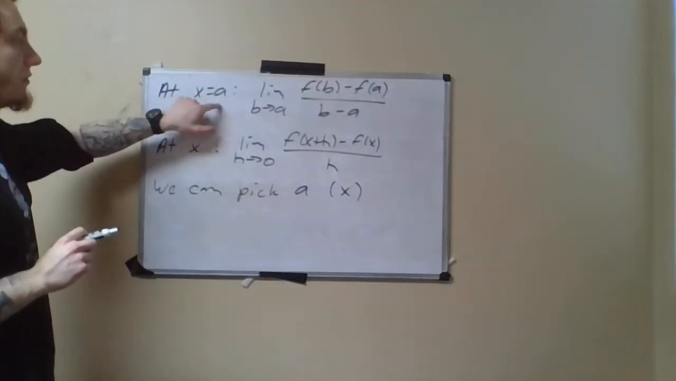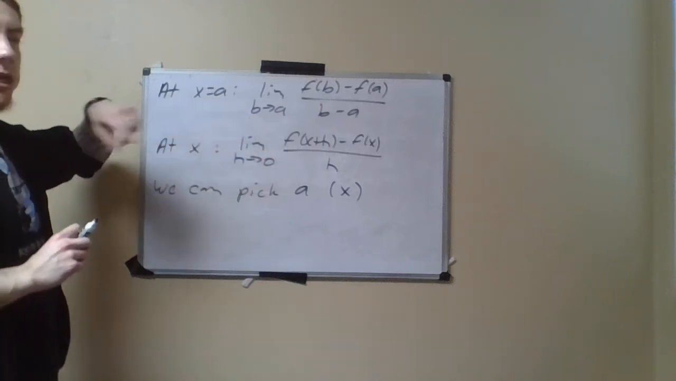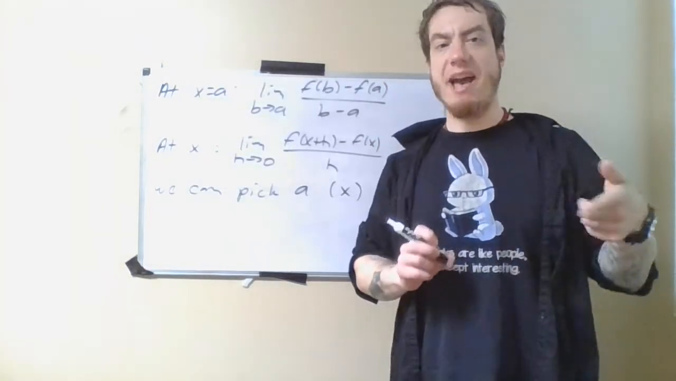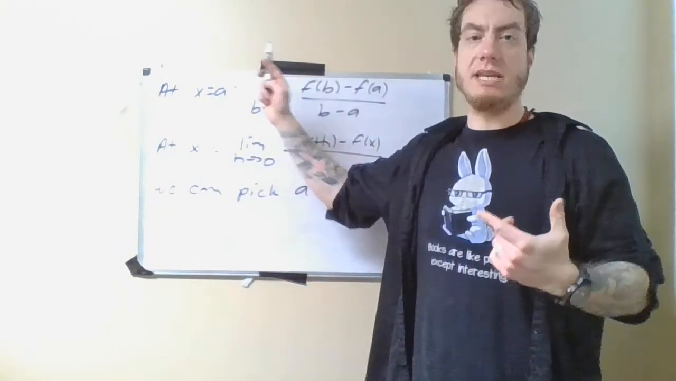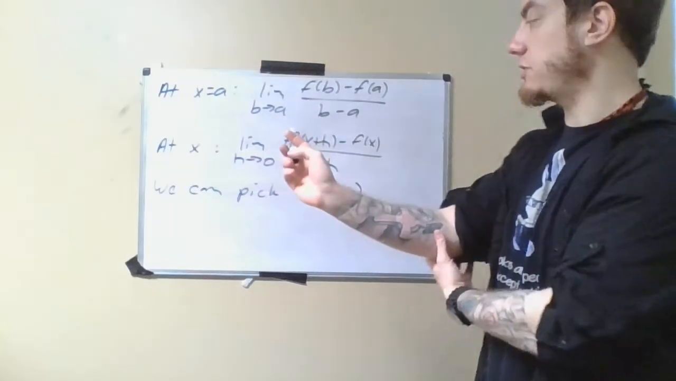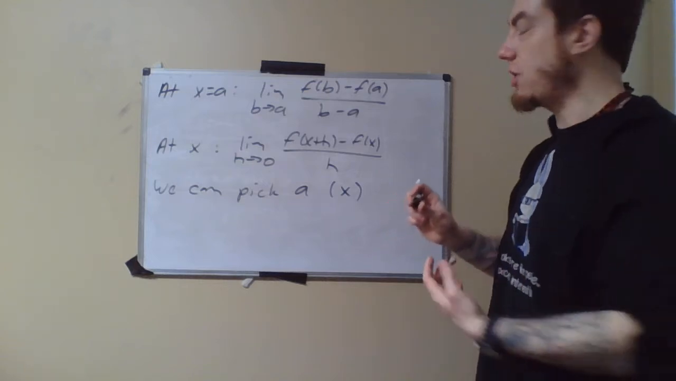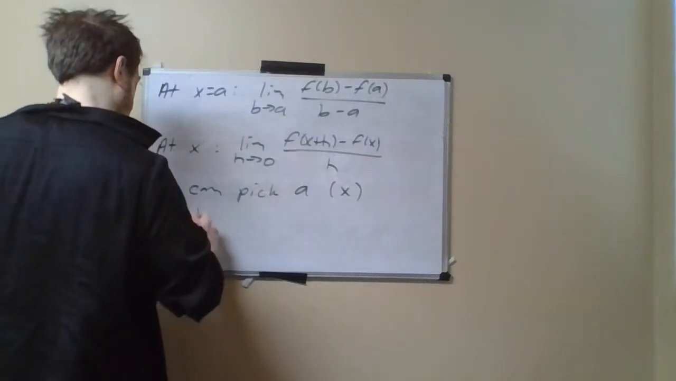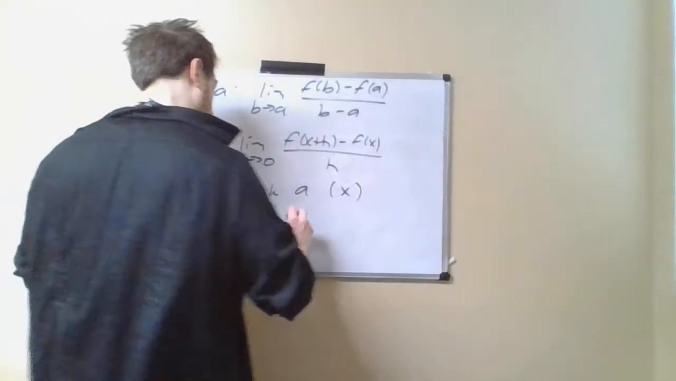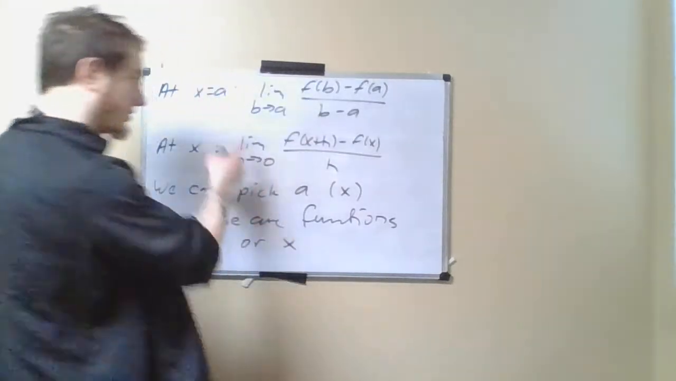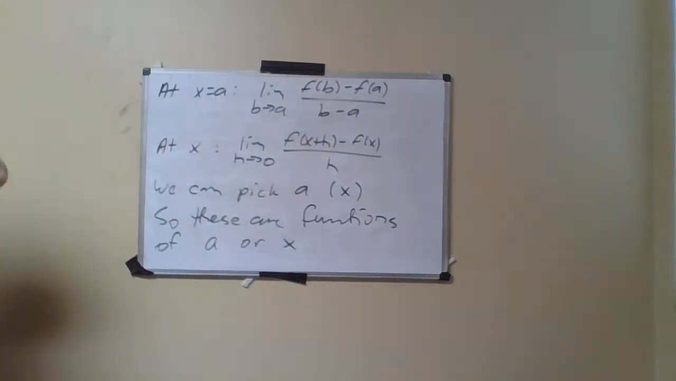Because in this case, it's a function of where we choose a. In other words, remember, a function is something that we give a number and it gives us back a number. Well, that's exactly what's going on here. We give it the location where we want to find the derivative, and it gives us back the derivative as a number. So it is, in fact, a function. To be very specific, these are functions of a or x, respectively, depending upon which one we want to go with.